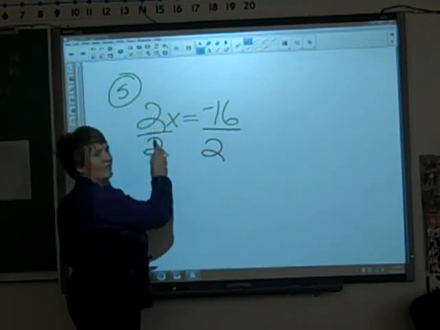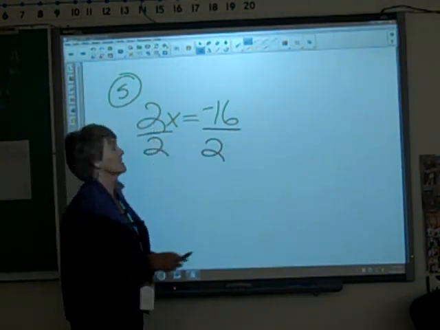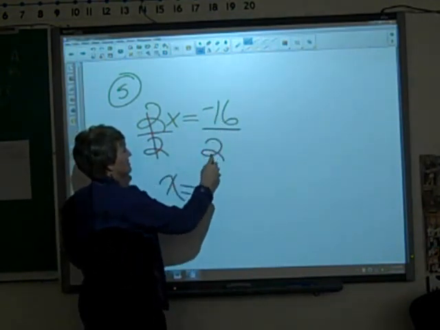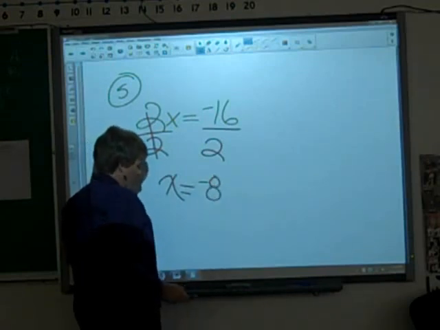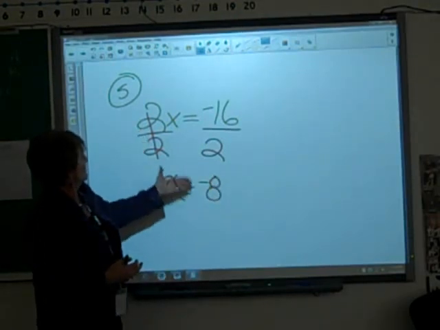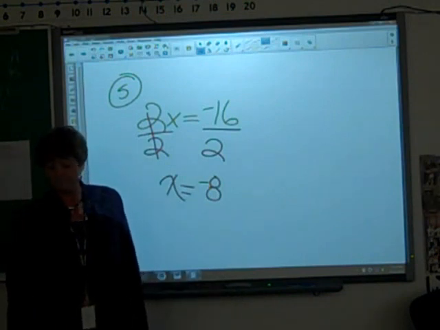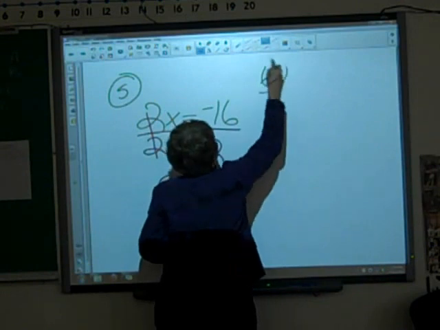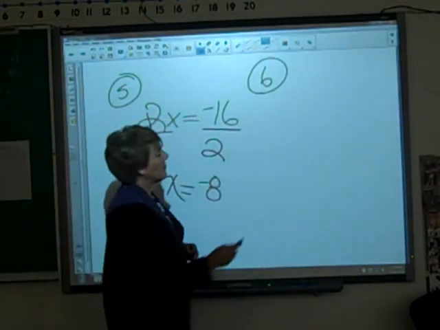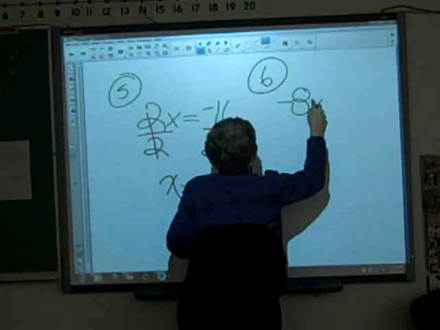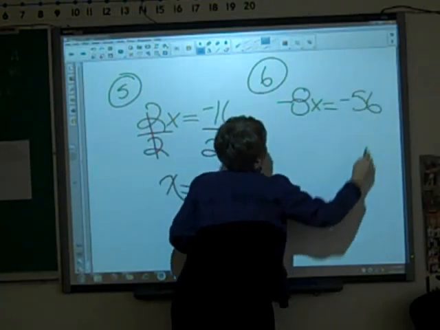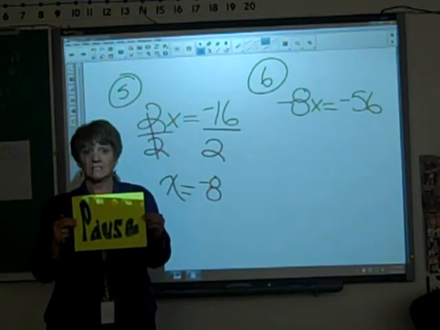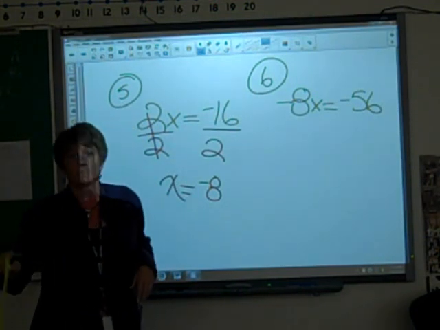Now think about this, you guys. 2 divided by 2 is 1. 1 times x is x. So now we're left with x. And so we have x equals, and negative 16 divided by 2 is negative 8. And then we know that 2 times negative 8 is negative 16. So that works. So now I'm going to have you guys try one. Problem number 6. Let's write that down. The problem is negative 8x equals negative 56. So now I'd like you to pause your device right now and try this problem.